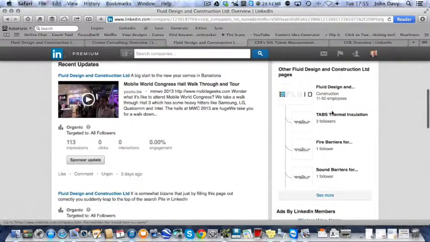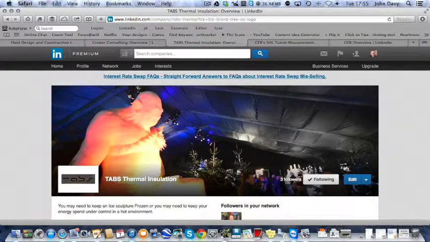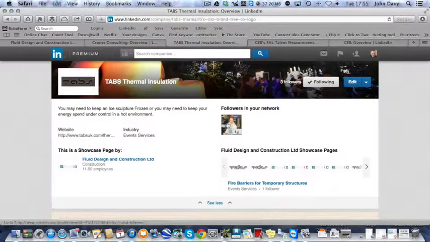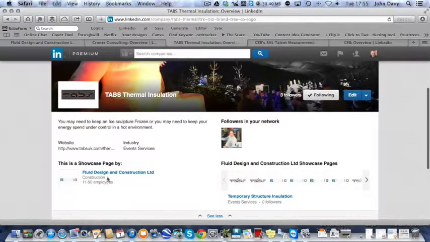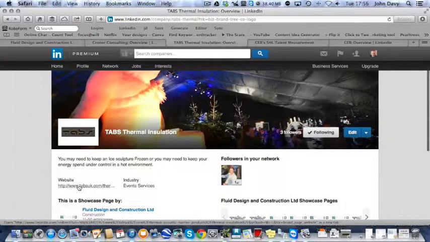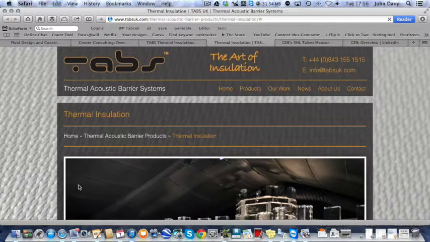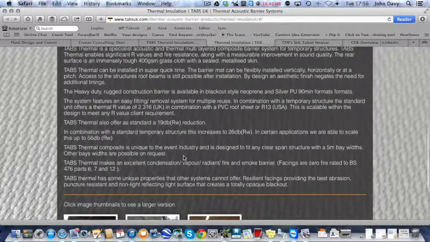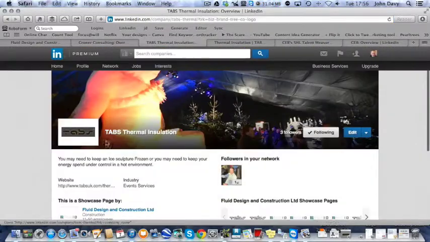For example, part of our business is to do with thermal and acoustic insulation systems called tabs. If I click on this, it takes us to a showcase page for tabs thermal insulation. There's not a huge amount of information on this, but you can see that Dave is once again associated, and it links to our other pages that you can click around without moving, and equally back to our company page. What is interesting here is this tab, because this is a link specifically associated with this page, and if I click on it, it takes us to the tabsuk.com thermal and acoustic barrier system site, and not only that, to the thermal insulation page. So you've got a very specific and credible link from LinkedIn to your page.